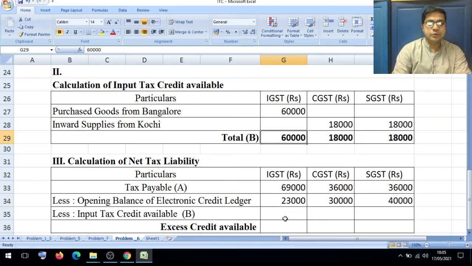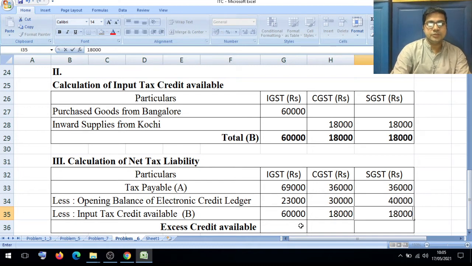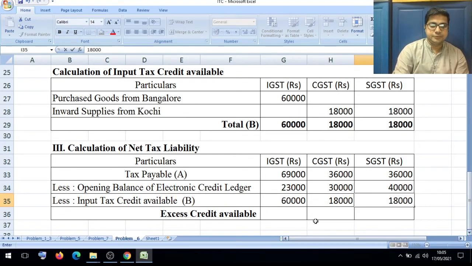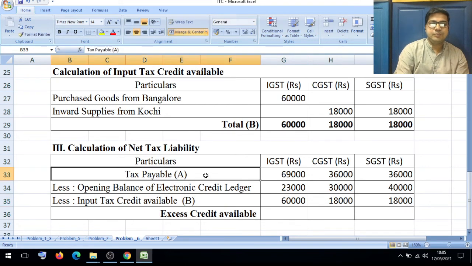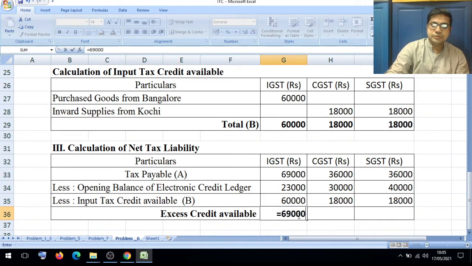We already got 60,000, 18,000, and again 18,000. This amount is also deducted from the tax payable at the time of sale. Now 69,000 minus 23,000 minus 60,000. The balance in minus figure is considered as excess credit available.